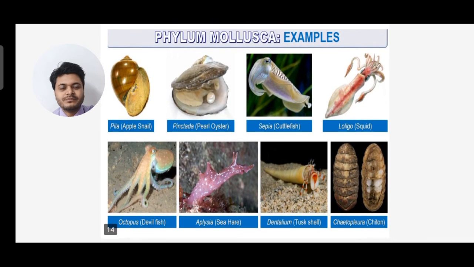Now these are the examples of phylum Mollusca. You can see Pila, its common name is apple snail. Pinctada, pearl oyster. Sepia, cuttlefish. Loligo, squid. Then octopus, the devilfish. Aplysia, the sea hare. Dentalium, tusk shell. And Chiton. The diagrams are nicely given so that you can find studying interesting.